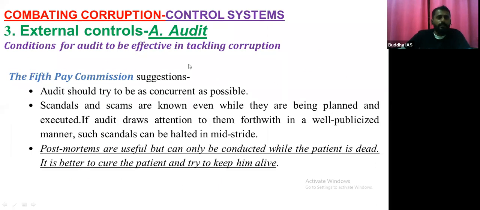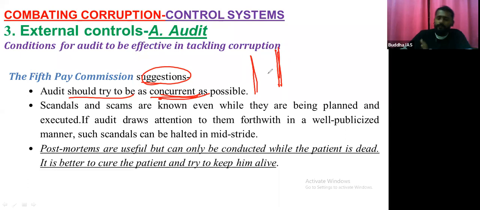Okay. So Fifth Pay Commission has certain suggestions to give. According to Fifth Pay Commission, audit should try to be concurrent as possible. Means to the extent possible, any act and the audit both should go parallelly. To be precise, concurrently means they have to go together. They have to go together.